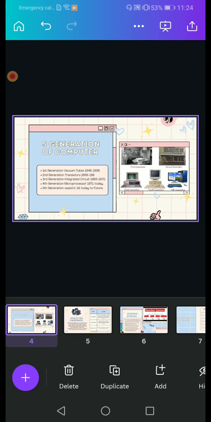We have five generations of computers. The first is the first generation, vacuum tubes, which were invented in the years 1946 to 1958. Second generation, transistors, used in the years 1959 to 1965. The third generation, integrated circuits, was used in computers in the years 1965 to 1970.